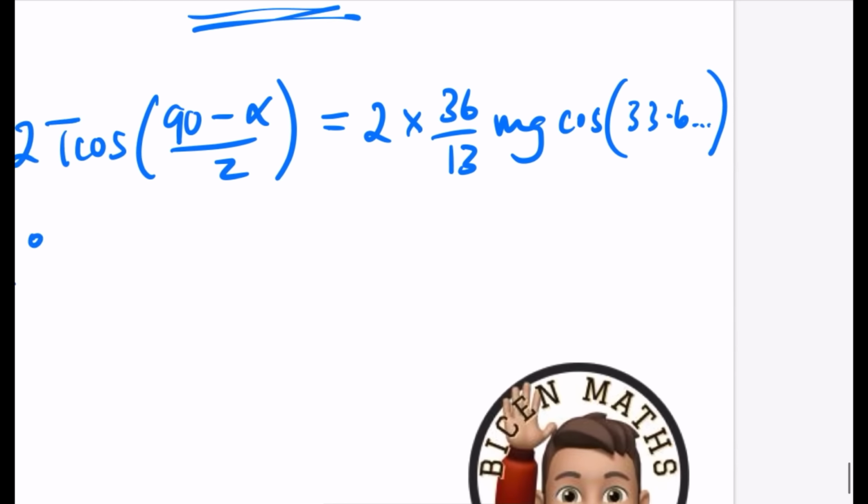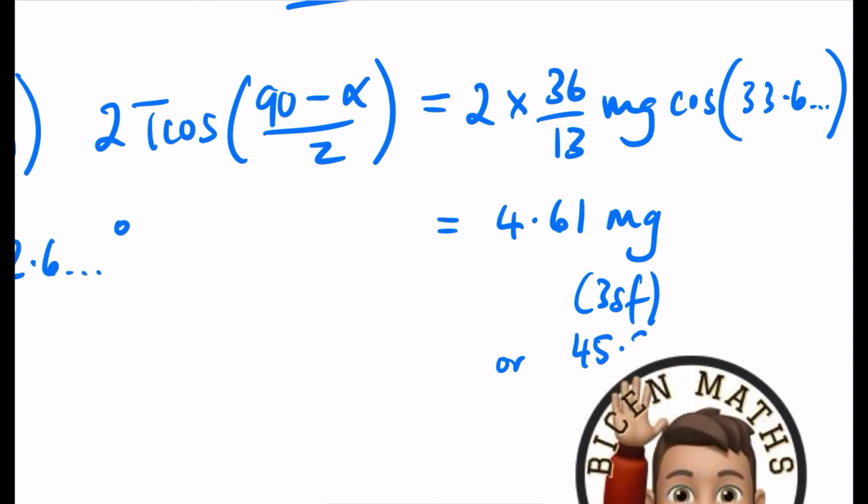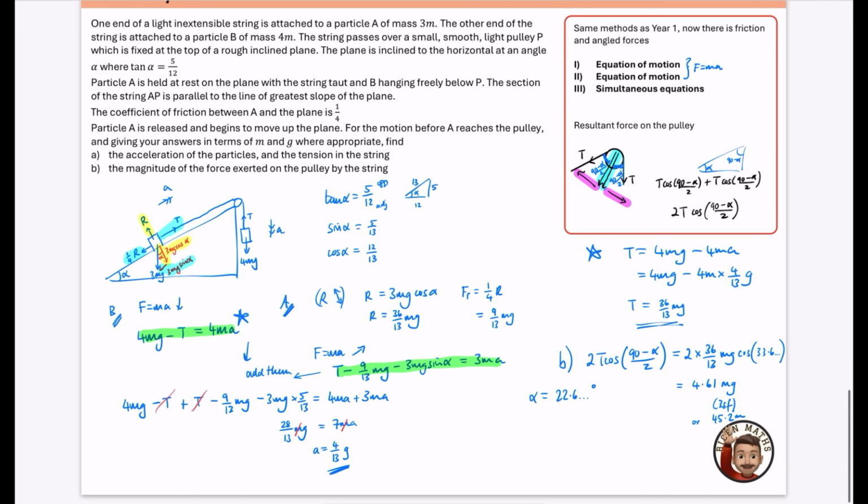And it's okay to give this as a decimal rather than as a fraction because we're not going to have this as an exact fraction. This is 4.61 mg to 3 significant figures. If you wanted to, you could multiply it by 9.8 and you could have said that it is 45.2 m, just giving it in terms of m, and that's also to 3 significant figures. So either of those answers would be correct for this.